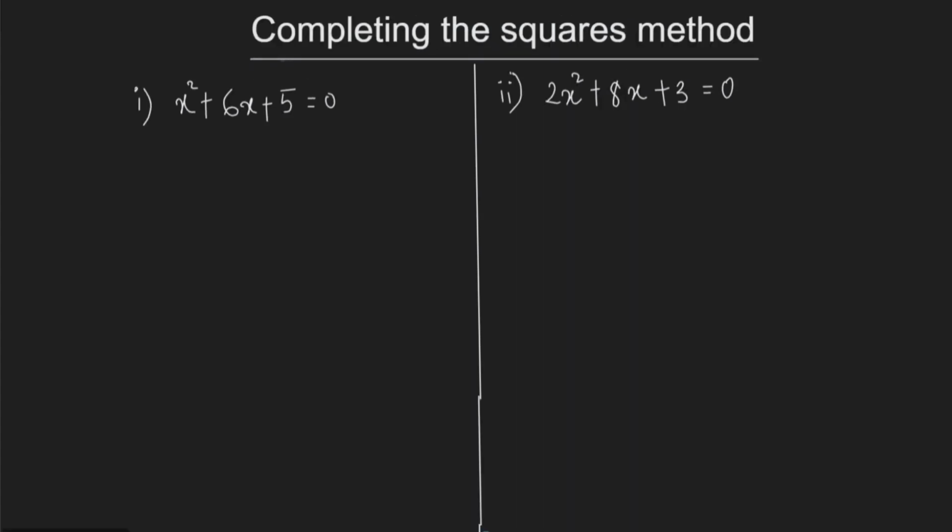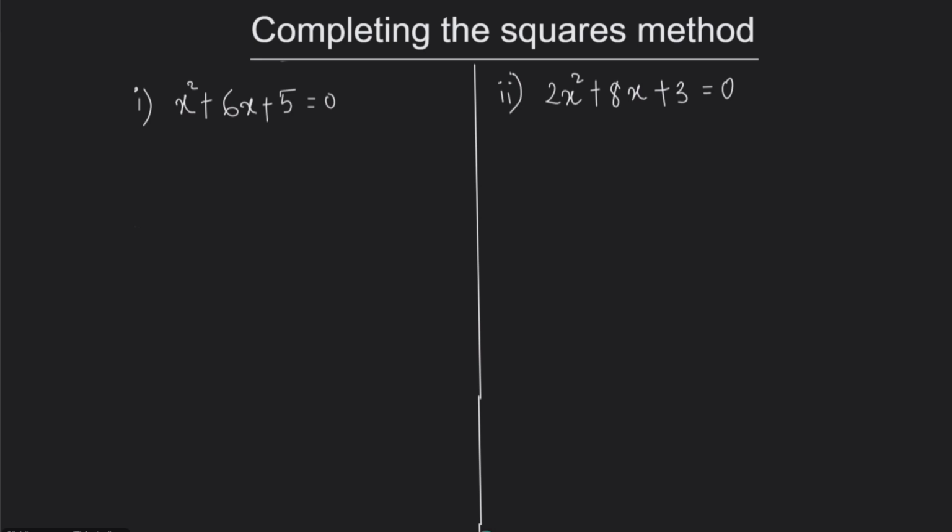So here is the second method, which is called the completing the square method. Using this method also, we are going to solve two equations, one with the coefficient of x square being 1 and the other with the coefficient of x square not being 1. This method can be used when the factorization becomes difficult, which means if you're not able to find the factors of a number, then you can go for this method. So let's get started with the first question.